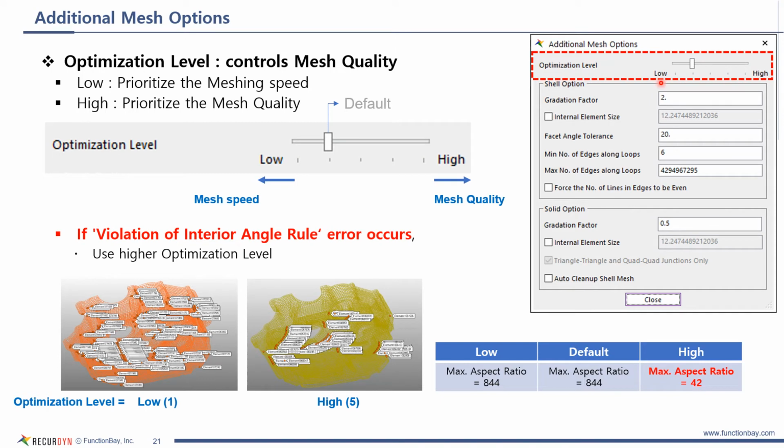The first additional mesh option is the optimization level. This option controls the quality of the mesh. Low means prioritize the mesh creation speed, and high means prioritize the quality of the mesh. As shown in the example below, if the high option is used, the aspect ratios of the elements become smaller, 144 to 42. But the mesh creation speed can be slow if you use the high option.